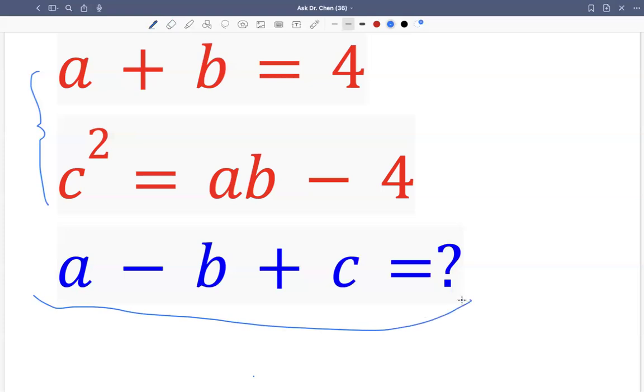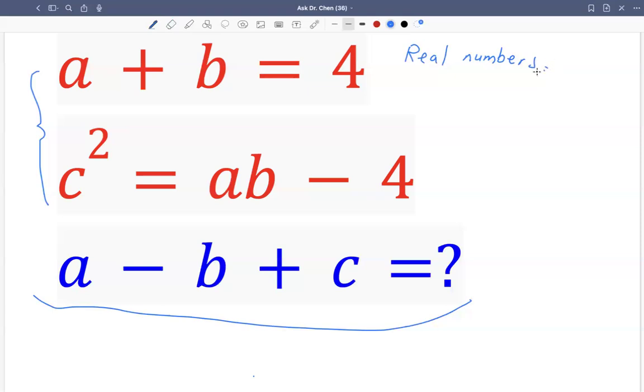So how to approach this kind of question? Because two equations, three variables, is very difficult to solve, right? But we may be able to use some properties of the real number system, because this is basic algebra. So most of the solutions were limited to the real number system, real numbers.